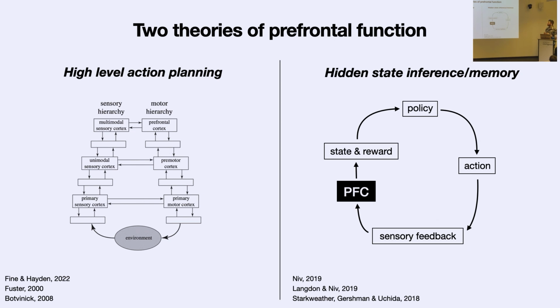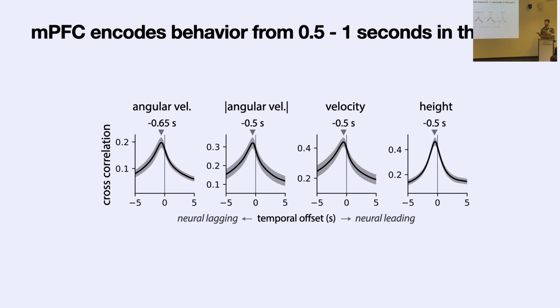But one prediction we can make is that if it's the model on the left, if what we're seeing is actually a control process in action, then the signals we see in PFC should happen before the behavior, or they should at least begin before the behavior starts. But that's manifestly not what we see at all. As I mentioned at the beginning, it really seems like the neural signal is delayed compared to the behavioral signal.